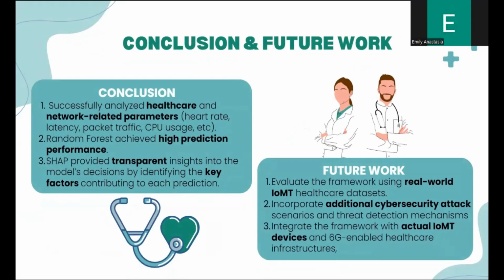So this project successfully developed an AI-based framework for monitoring risk in the future 6G environment. The system analyzes healthcare and network-related parameters. The random forest itself achieved a high prediction accuracy that demonstrates strong performance in threat detection. Furthermore, the XAI model, which is SHAP, provides transparent explanations that improve the understanding of the model decision.